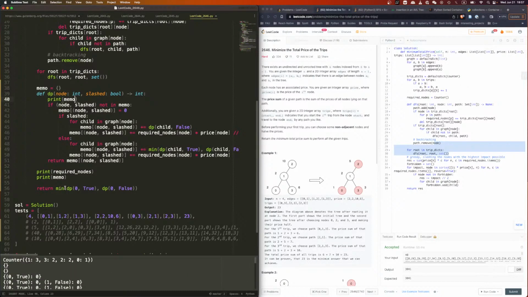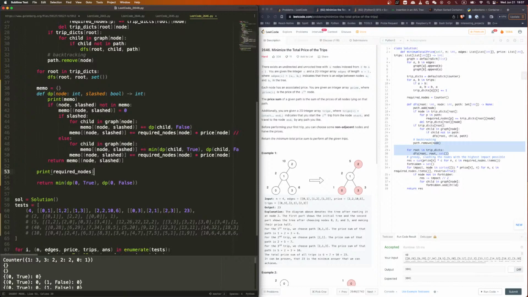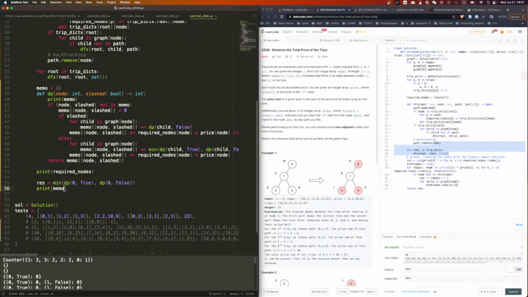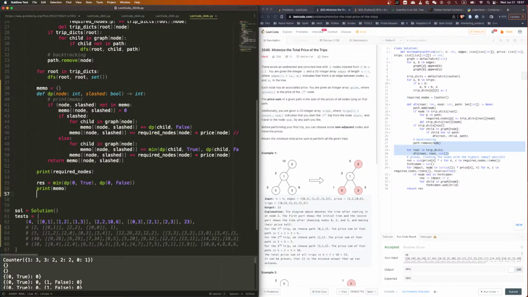Oh, of course, because you have to do this one first. All right, my bad. So I have to say, let's say res equal to this. Then let's print memo. Don't print it here. All right, and then we'll return res. Okay, now we can see this.